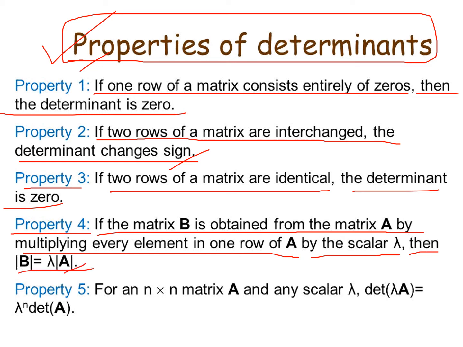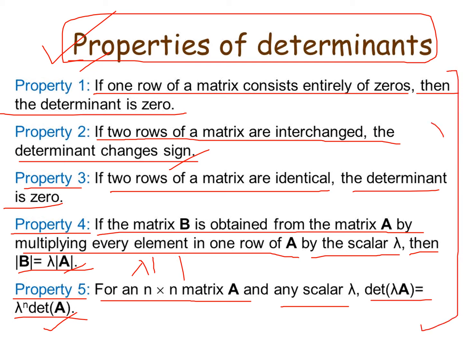So what does it mean? If we multiply a scalar to an entire row or an entire column, you should take that common and write the matrix. So this can be performed here. Again, property 5: for an n cross n matrix A and any scalar lambda, the determinant of lambda A equals lambda to the power n times the determinant of A. These are the 5 properties that you should remember before you attempt a determinant question.